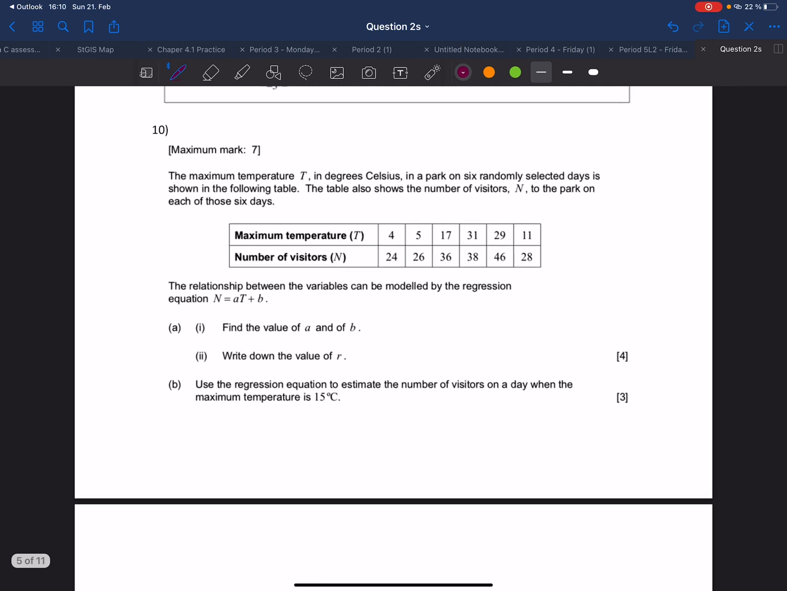Right, final question, last but not least. We have got some temperatures and some number of visitors, and it's for a park, 6 randomly selected days, and that information is displayed in a table. This question is about bivariate data, and it's asking us to find a regression line, and particularly those values of A and B. So what I need to do is go into the spreadsheet part of my calculator, and I need to type in that information I've got.